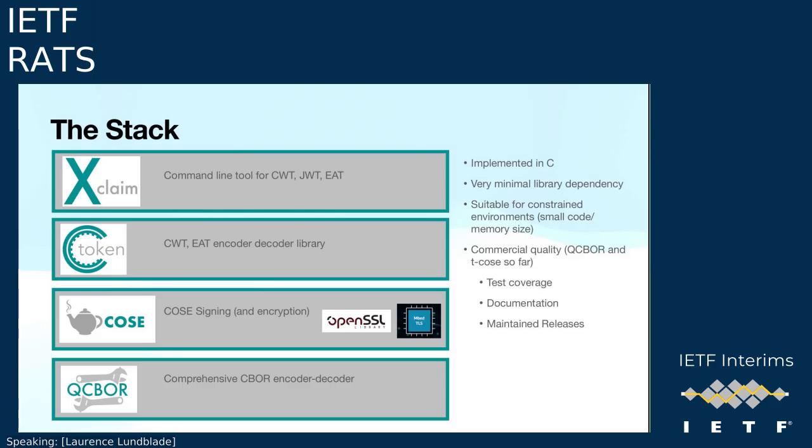That works using either OpenSSL or Mbed TLS crypto. On top of that is a library that implements CWT and EAT. And then on top of that is a command line tool that implements CWT, EAT, UCCS, and a little bit of JWT. These are all implemented in C. There's very minimal library dependency. The only really major dependencies these have are the crypto packages. I think QCBOR's only dependency is the math library. You can eliminate that. So really near zero dependency.